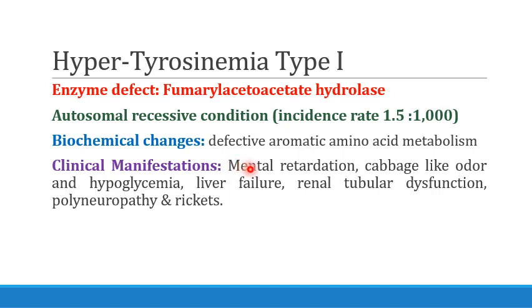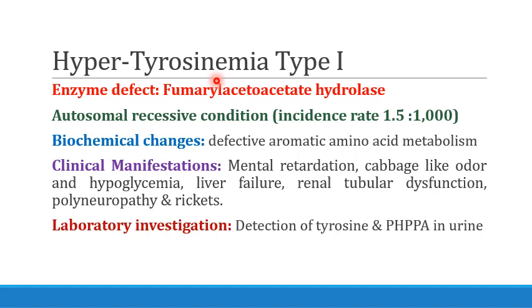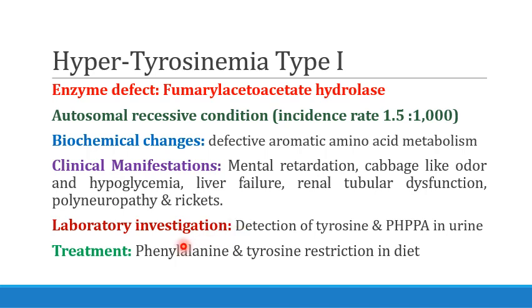Patients clinically present with mental retardation, a cabbage-like odor, and hypoglycemia. This is very important: cabbage-like odor is seen in patients with tyrosinemia. Other features are liver failure, renal tubular dysfunction, polyneuropathy, and rickets. This is also called hepatorenal tyrosinemia. Lab investigation: the patient's urine has tyrosine along with para-hydroxyphenylpyruvic acid. Treatment: patients are usually given a diet low in phenylalanine and tyrosine.